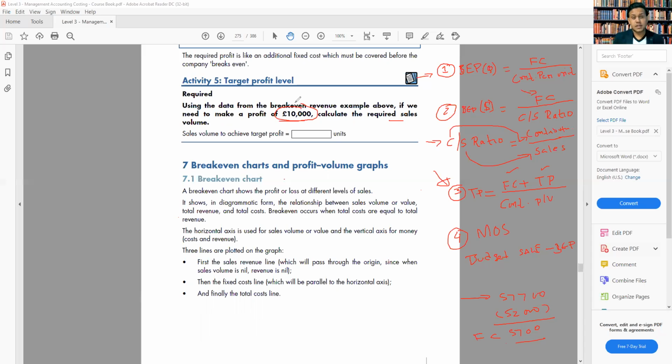So this will help you to understand. If you decided I want 5,000 pounds profit, how many units should I sell? So this formula will tell you how many units you should sell if you'd like to make a profit of 10,000.